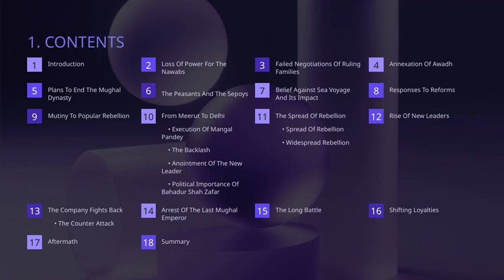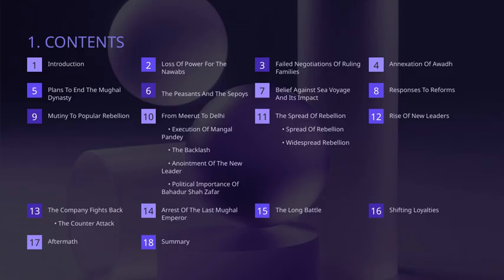We begin with the introduction, setting the stage for the events to come. Moving forward, we'll explore the plans to end the Mughal dynasty, examining the key strategies and turning points. Then, we'll discuss the transition from mutiny to a broader popular rebellion, highlighting how the unrest grew beyond individual soldiers. The next section focuses on the loss of power for the Nawabs, emphasizing the shifting political landscape. We will also cover the events from Meerut to Delhi, including the execution of Mangal Pandey, a pivotal moment that ignited the rebellion. Following that, we'll see how the British Company responded with a series of measures: the backlash, counterattacks, and the appointment of new leaders.